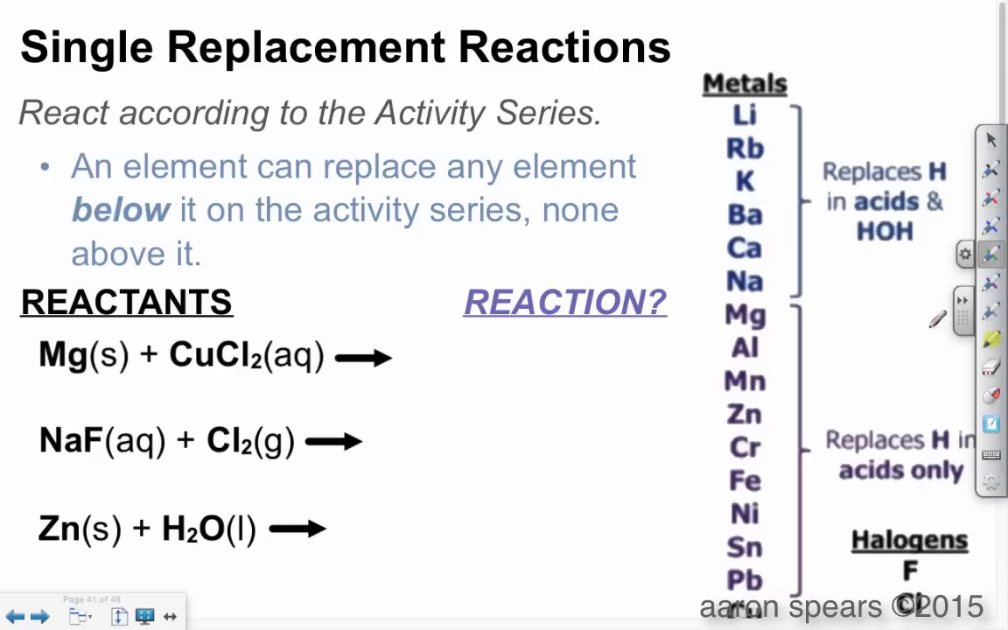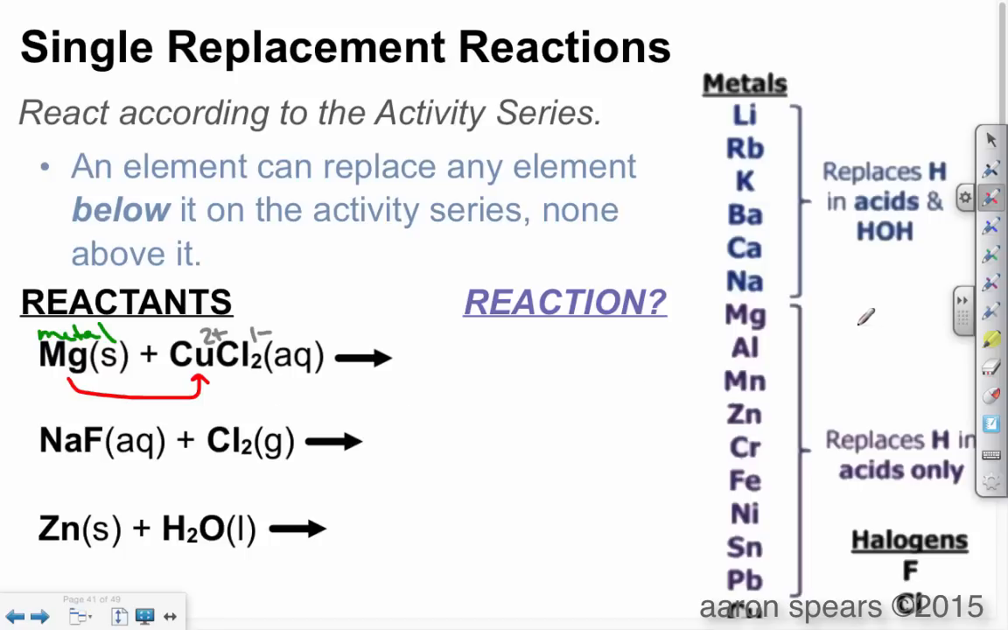In our first example, solid magnesium is mixed with an aqueous solution of copper 2 chloride. Now, copper 2 chloride is an ionic compound. The charge of copper is 2 positive and the charge of chloride is 1 negative. Remember that magnesium is a metal from the periodic table, and metal atoms try to replace cations in these types of reactions. So the magnesium is going to try to replace the copper.